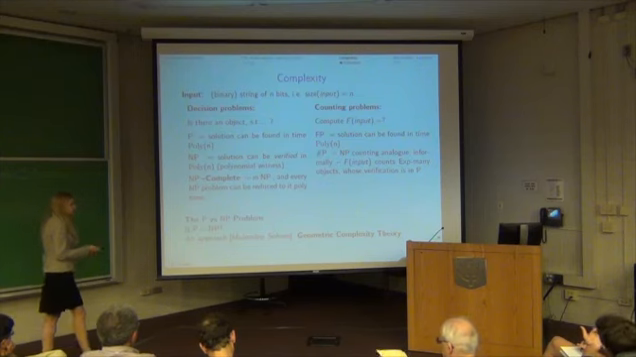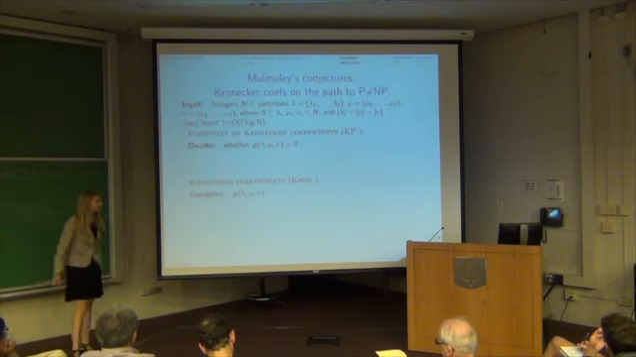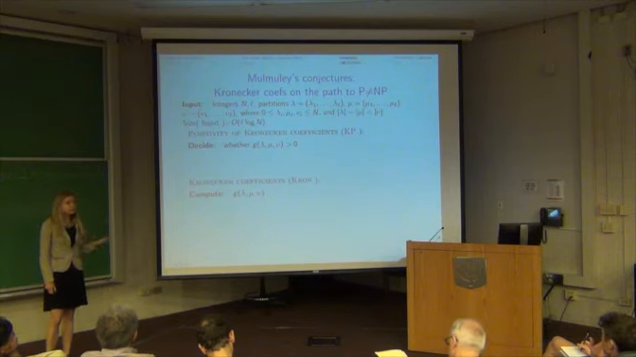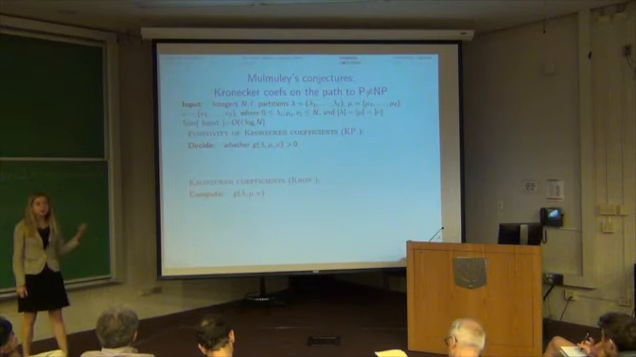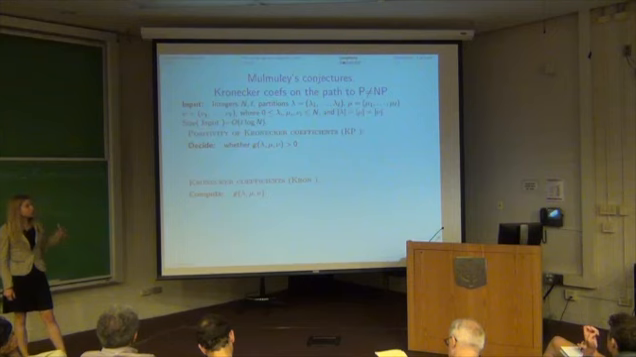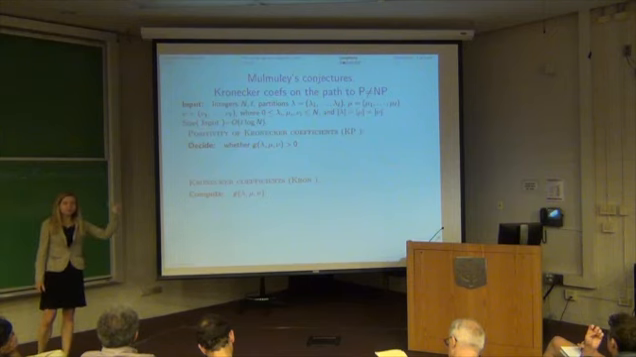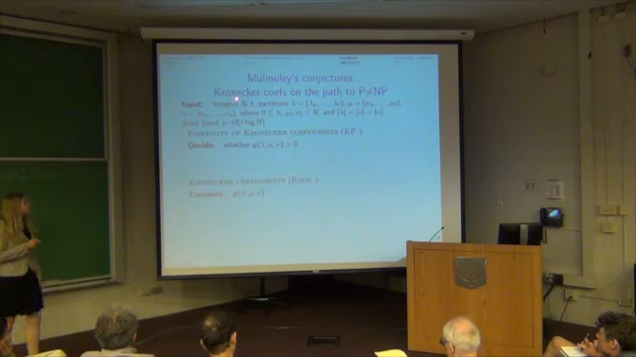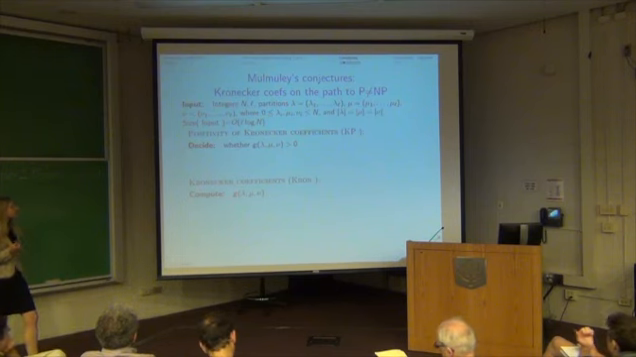And let me show you what some of these problems are. Here are some of Mulmuley's conjectures, which need to hold in order for his theory to go through and show that P is not equal to NP.